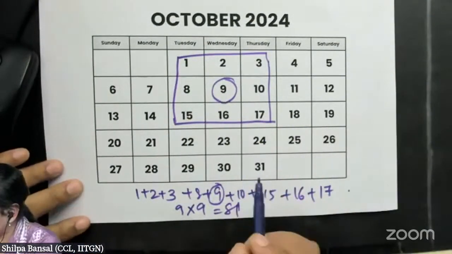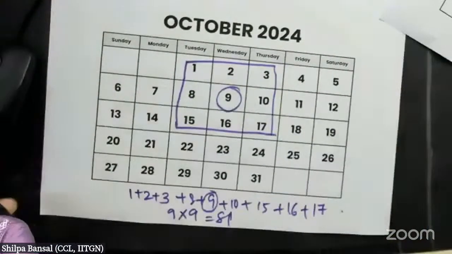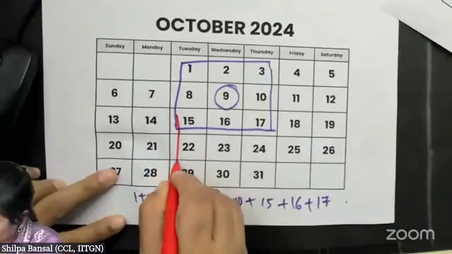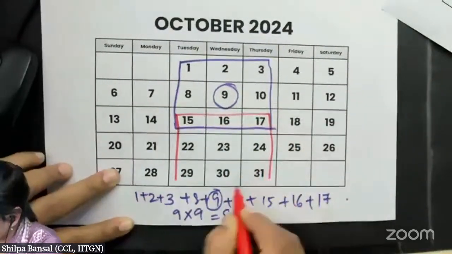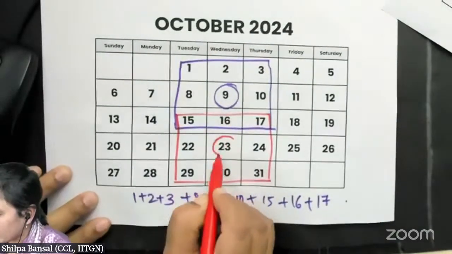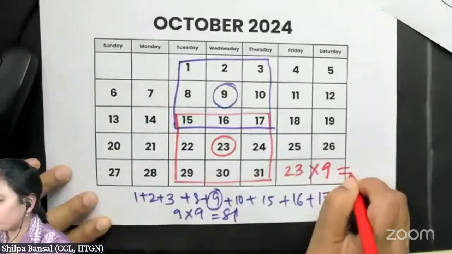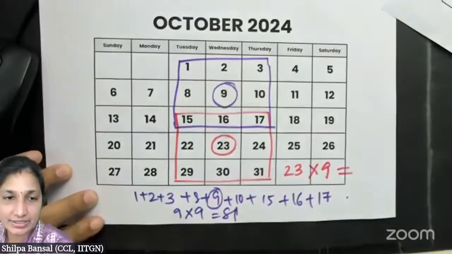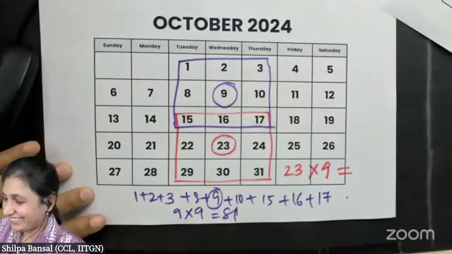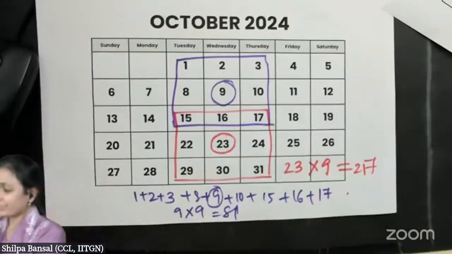If you take a bigger number, so if I take another number, if I take say this one, 2, 3 numbers we will take. I will take red one. So it will be 23 times 9. Okay. So it will be the total of these numbers. Okay. Is it interesting? Okay. So this one, how much it will be? 217. Okay.